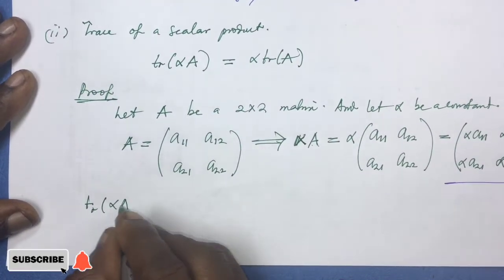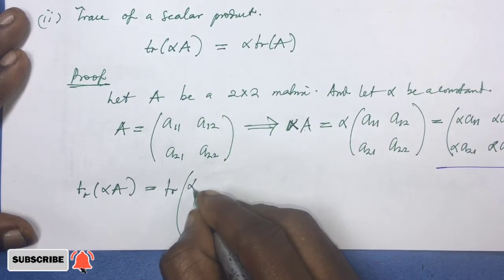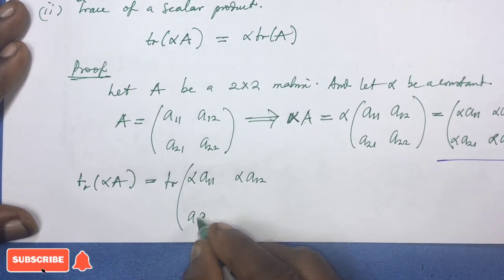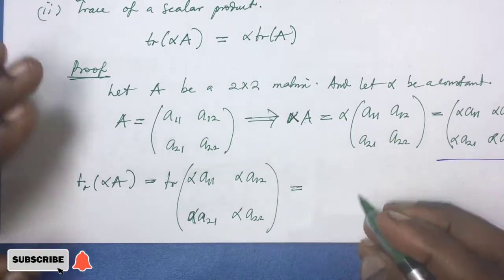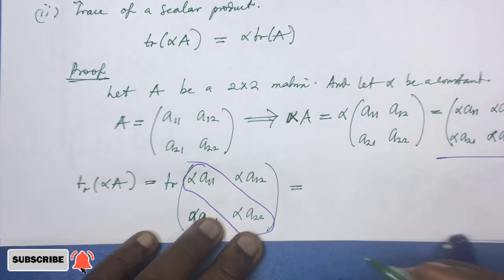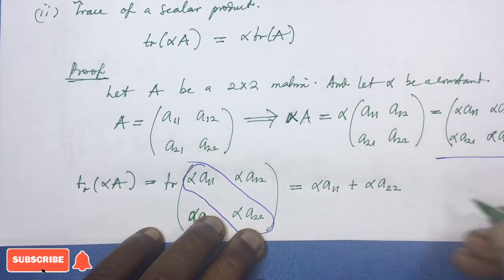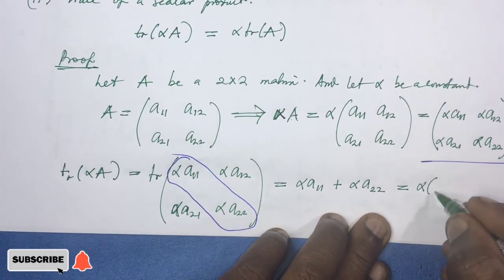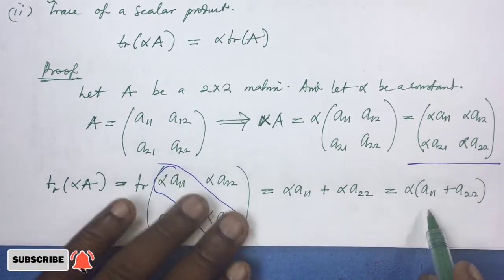The trace of alpha A will be equal to the trace of this matrix: alpha A11, alpha A12, alpha A21, alpha A22. And that will be equal to the result of adding the diagonal elements. So what would that be? It will be alpha A11 plus alpha A22. If you factorize by bringing out alpha, you would end up having alpha times A11 plus A22.